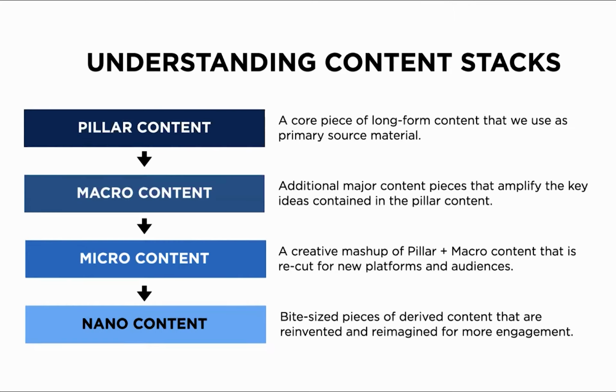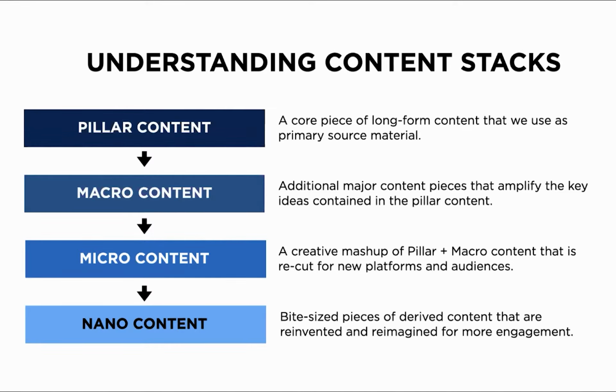Then we're going to create macro content, which are also major content pieces that amplify the key ideas contained in that pillar content. Then we'll create micro content, which is a mashup of pillar and macro content that is recut for new platforms and audiences. And finally, we'll create nano content. That's the really small bite-sized pieces of derived content that are reinvented and reimagined for more engagement.